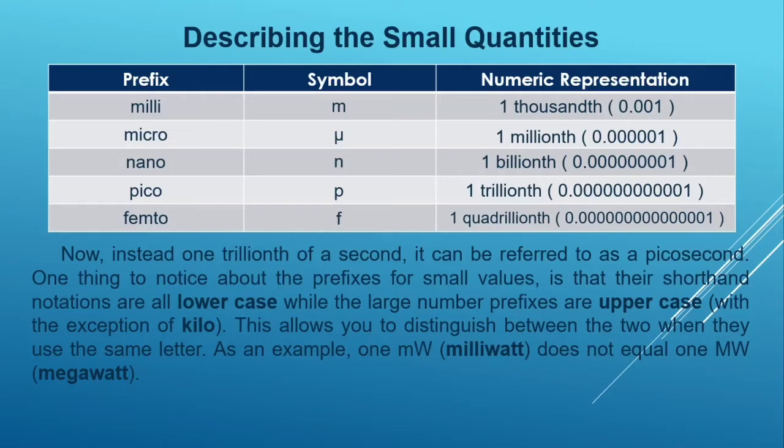One thing to notice about the prefixes for small values is that their shorthand notations are lowercase, while the large number prefixes are in uppercase, with the exception of kilo. This allows you to distinguish between the two when they use the same letter. As an example, 1 milliwatt does not equal 1 megawatt. When you use a small letter m, you are pertaining to a smaller value, while when you use a capital M, you are pertaining to a larger value.